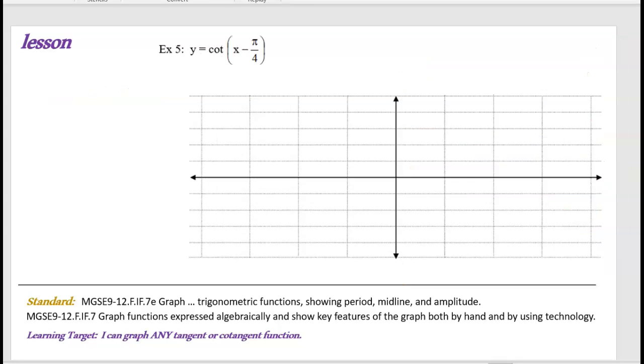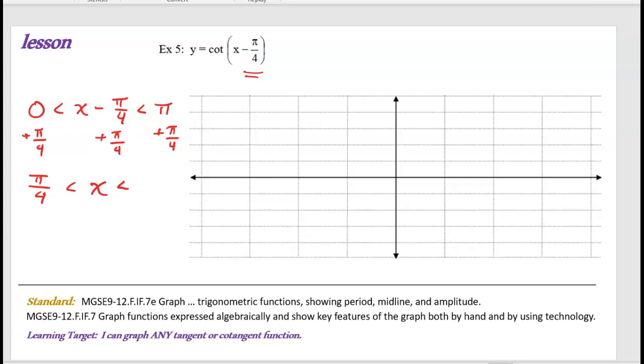Let's look at another one. All right, so very similar to our tangent example. A is 1, B is 1, C is negative pi over 4, and we do not have a D value. We're not doing a lot with tangent and cotangent. So set the argument between 0 and pi. Solve for x, so I'm going to add pi over 4 to all three values to maintain the inequality. 0 plus pi over 4, pi over 4. Pi plus pi over 4, 5 pi over 4.